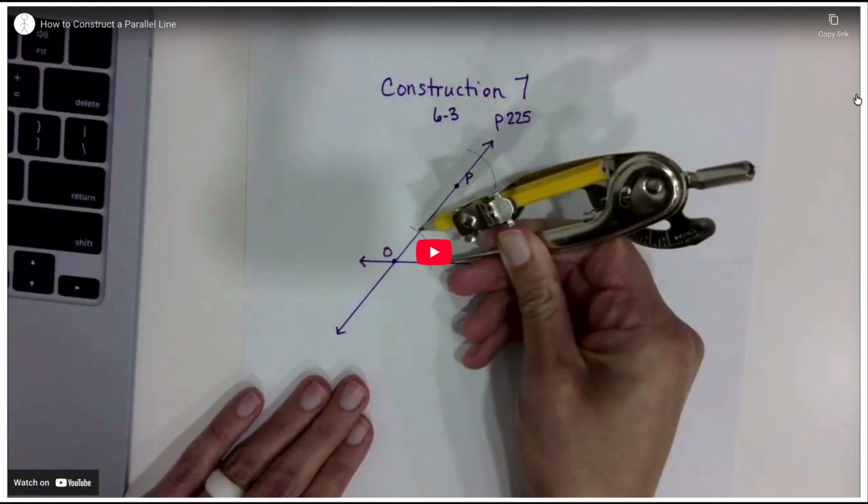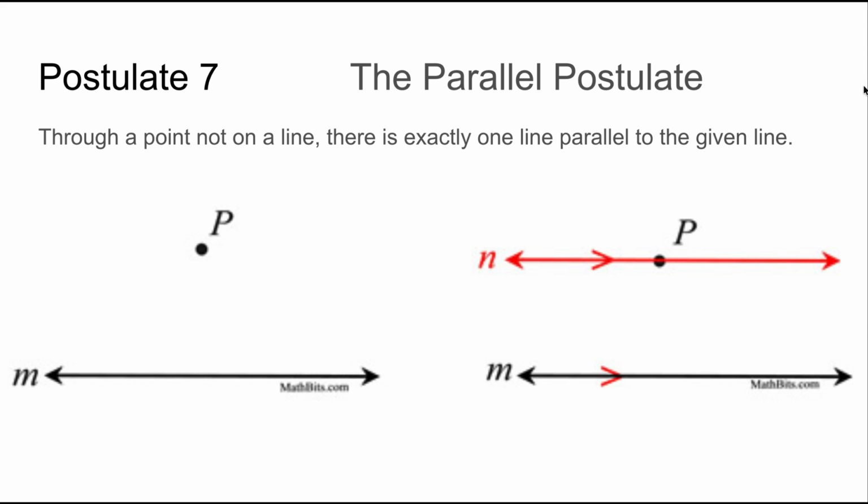Okay, so if you haven't done construction 7, go ahead and do that. And we are going to keep going. So postulate 7, the parallel postulate, that's what this whole lesson's about.